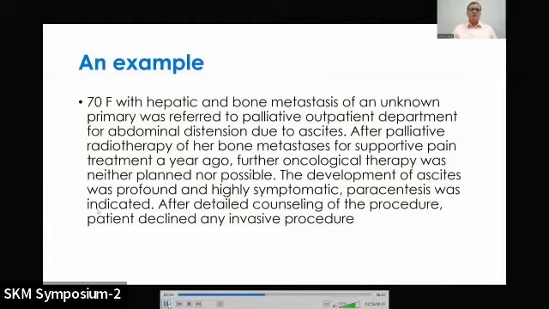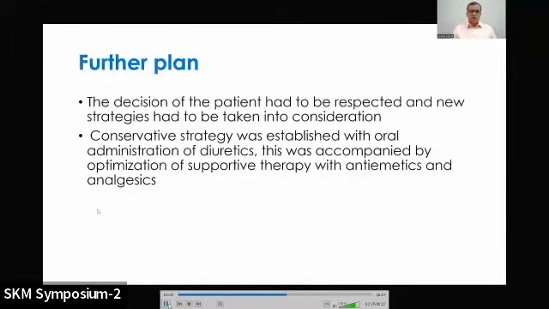Let's take an example of a 70-year-old female who had hepatic and bone mets of an unknown primary. She was referred to our palliative outpatient department for abdominal distension due to ascites. After palliative radiotherapy of her bone mets for supportive pain treatment a year ago, further oncological therapy was neither planned nor possible. The development of ascites was profound and highly symptomatic. Paracentesis was indicated. After detailed counseling of the procedure, the patient declined any invasive procedure. The decision of the patient had to be respected and new strategies had to be taken into consideration. A conservative strategy was established with oral administration of diuretics, accompanied by optimization of supportive therapy with antiemetics and analgesics.